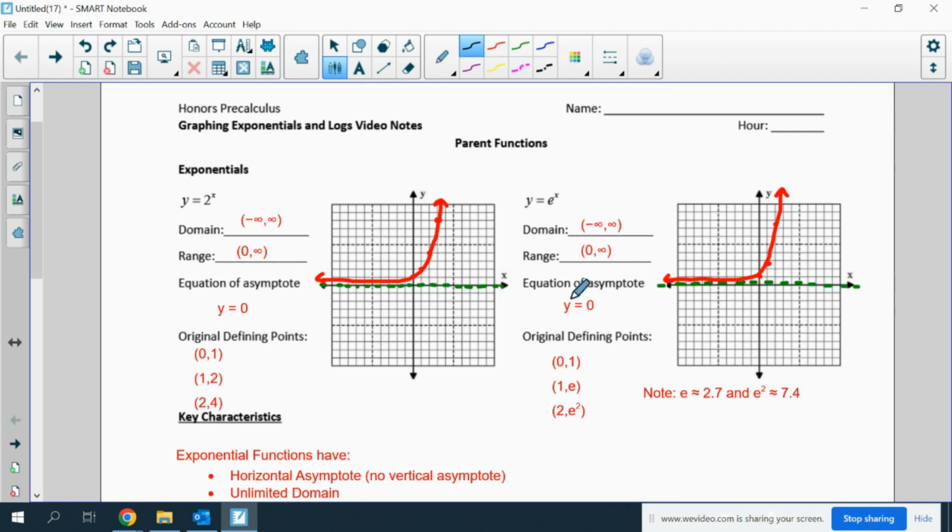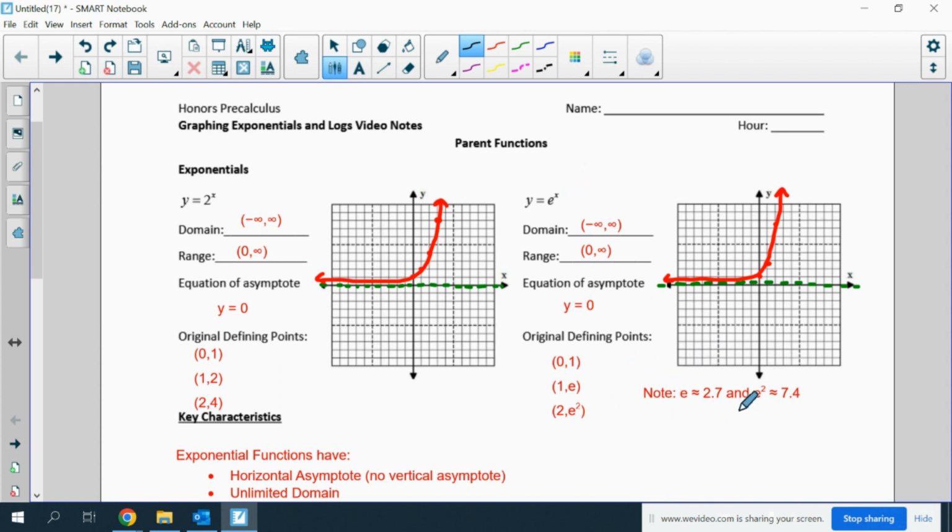Notice there is a horizontal asymptote at y equals 0 for both functions, and the defining points are basically defined by what happens when we substitute easy numbers like 0, 1, and 2 in for x. 2 to the 0 power is 1, 2 to the 1 power is 2, 2 to the second power is 4. For e to the x, it's the same thing. E to the first power is e, e to the second power is e squared, and of course e to the 0 is 1 because any constant number to the 0 power is 1 with the exception of 0. 0 to the 0 is something we don't really want to deal with at the moment.